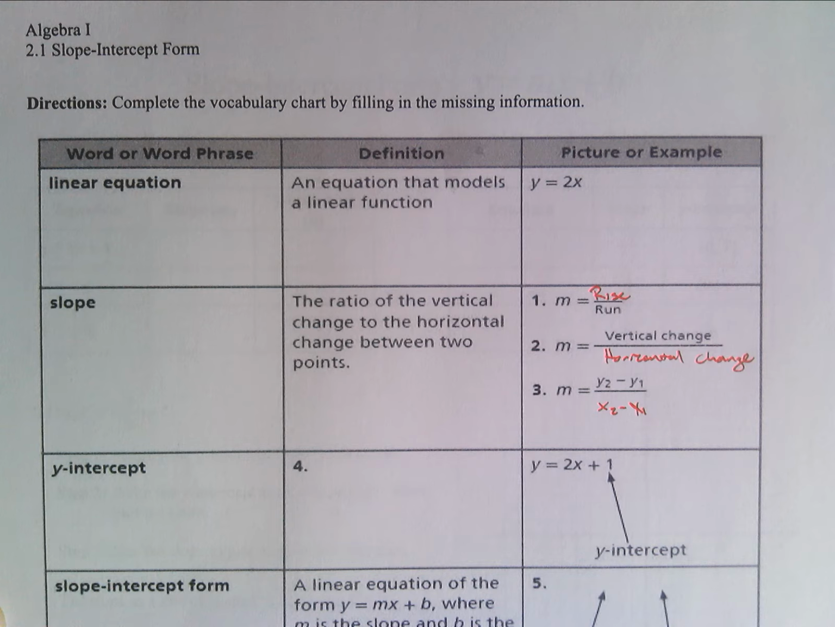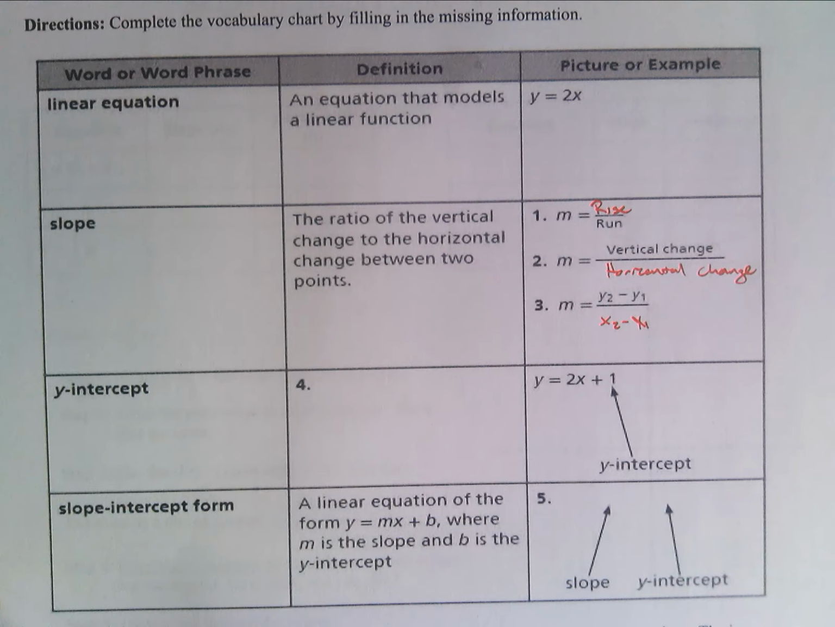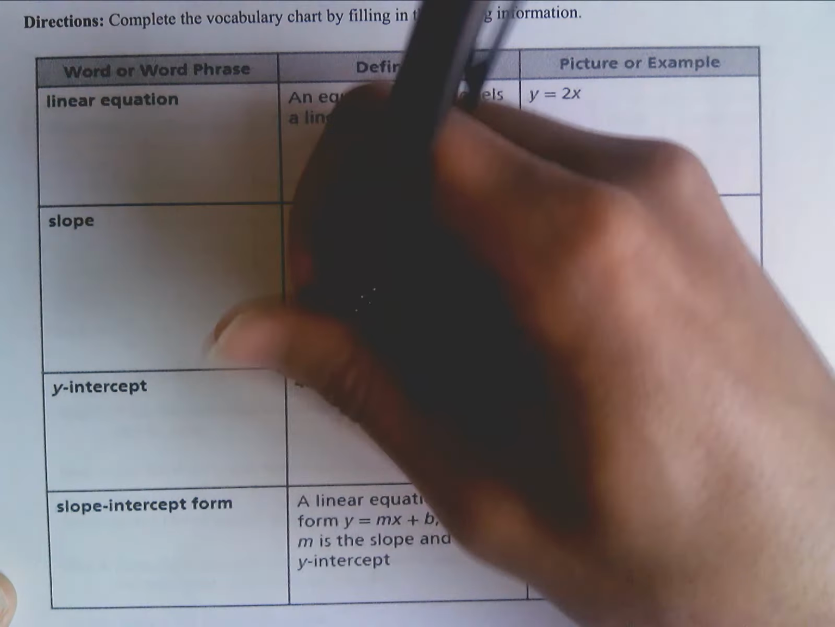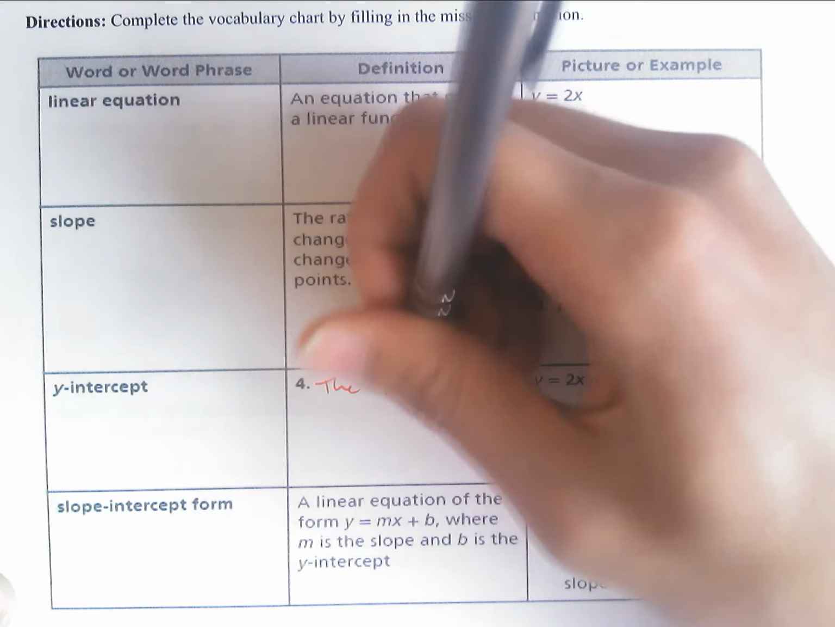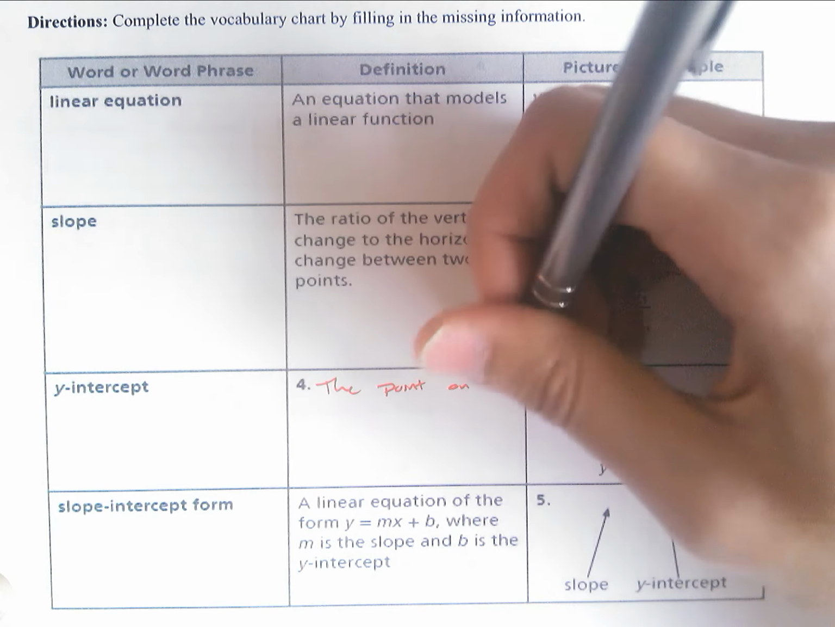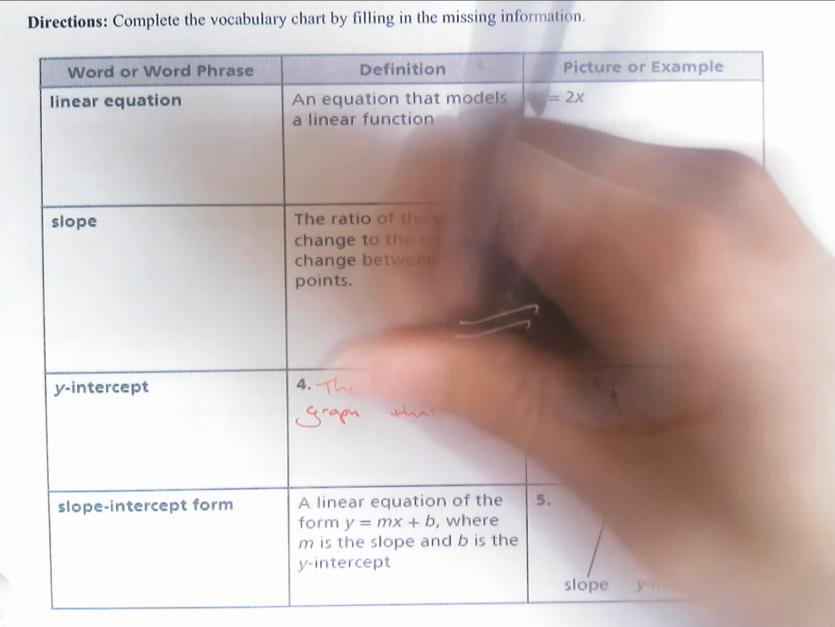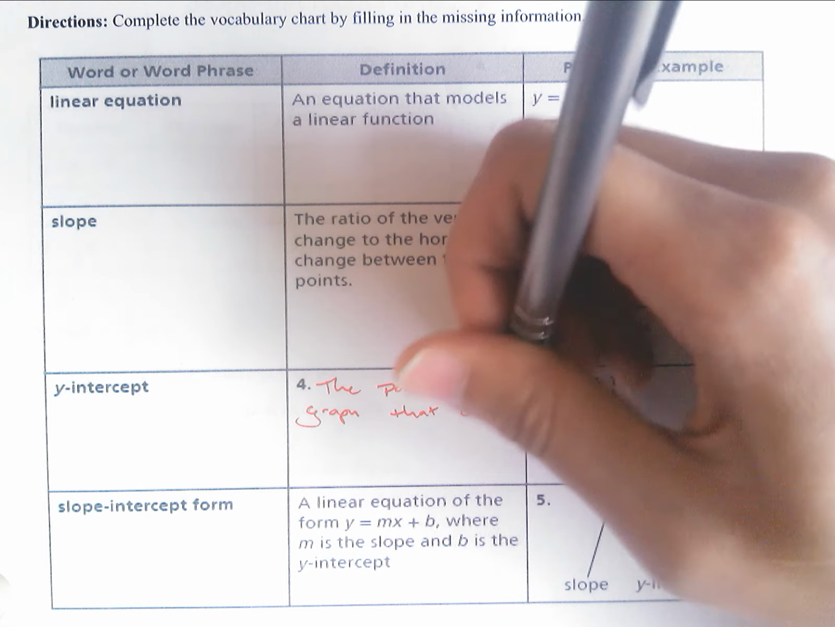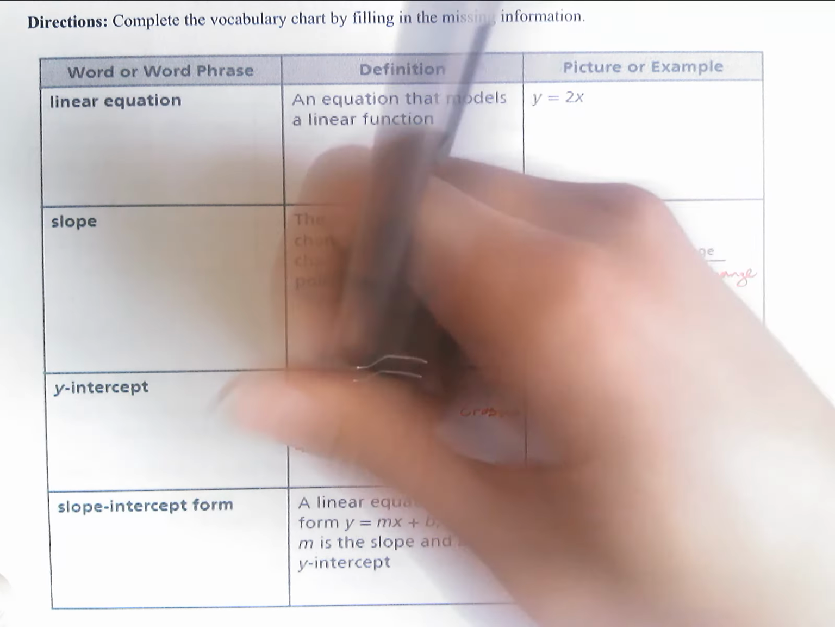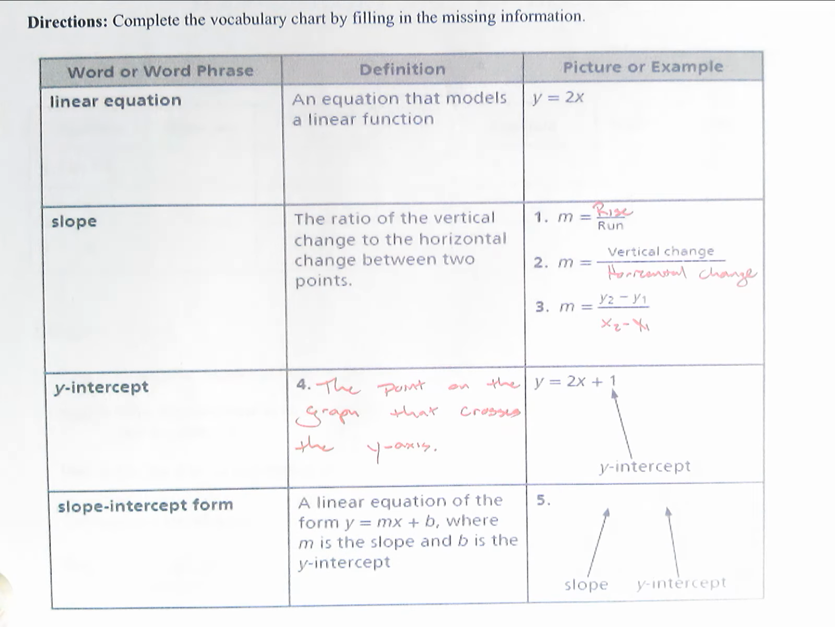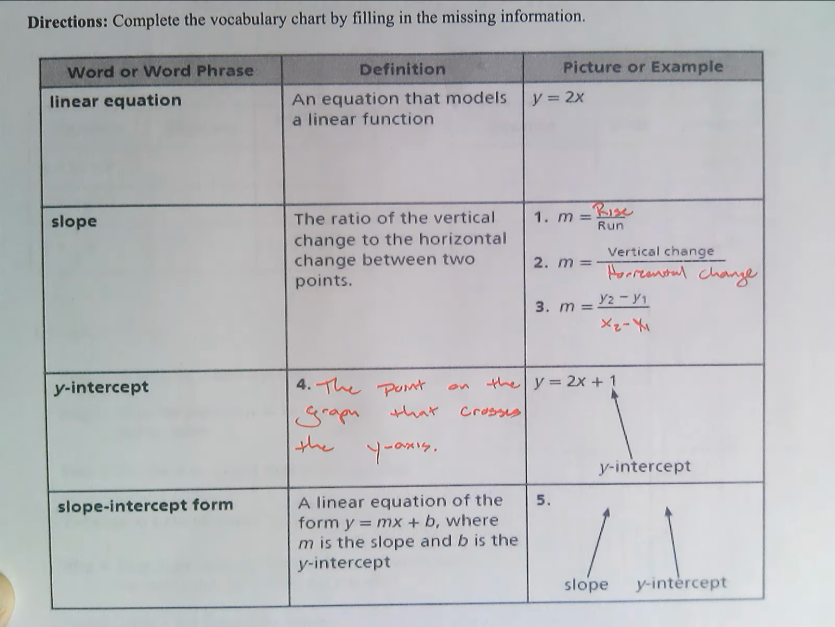The y-intercept, we're going to be talking about that today in slope-intercept form. The y-intercept is the point on the graph that crosses the y-axis.